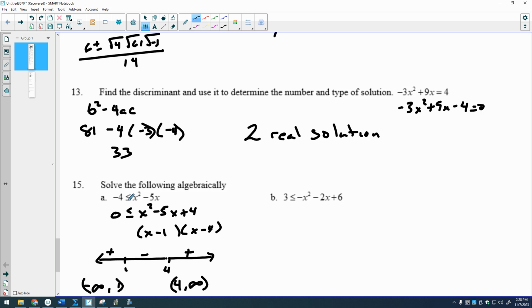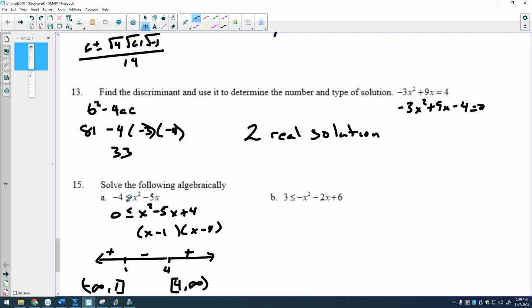Oh, sorry, I am including that. See the inequality sign here? I'm glad I caught that. That inequality sign means I do include the 4 and the 1. So I've got to change that to a bracket so that I include the 4 and the 1. I knew that. I was just testing you guys. Glad I caught it before I went on.